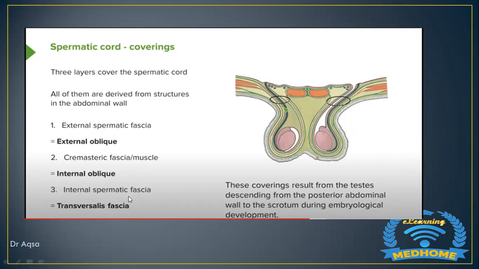Because in 2015, there was a question asking how is the internal spermatic fascia formed? It is formed by the transversalis fascia, not by the internal oblique muscle. All the options were there in the question: internal oblique muscle, external oblique muscle, transversalis fascia. So your correct answer will be transversalis fascia.